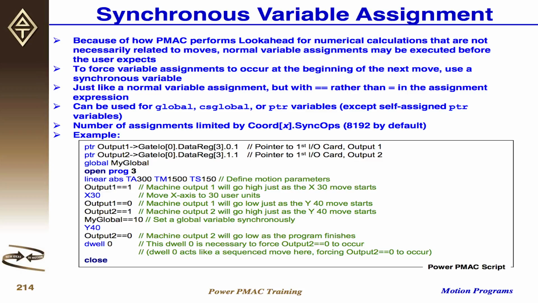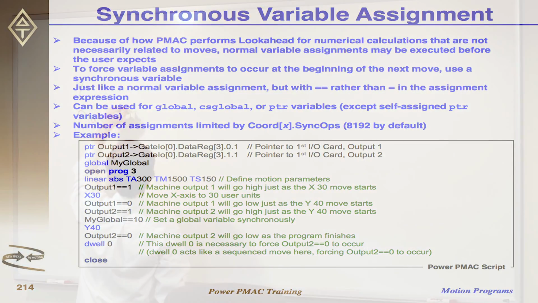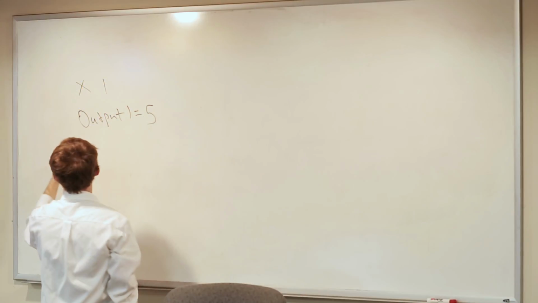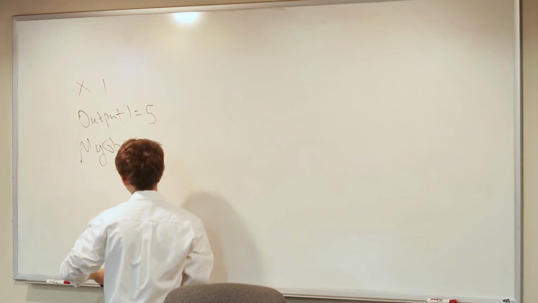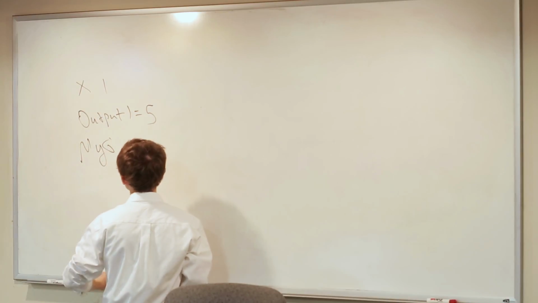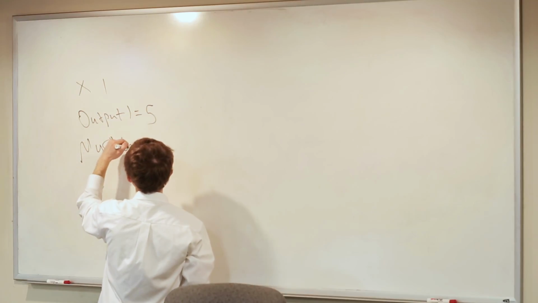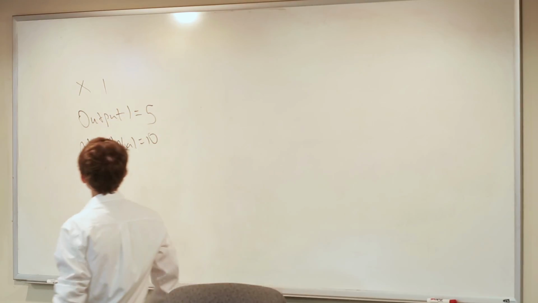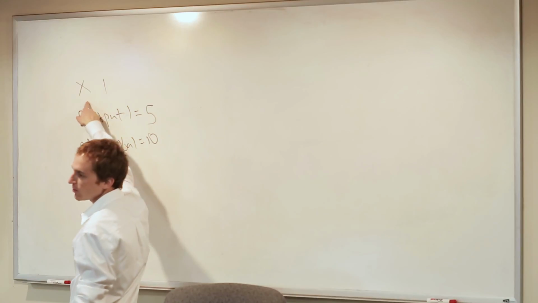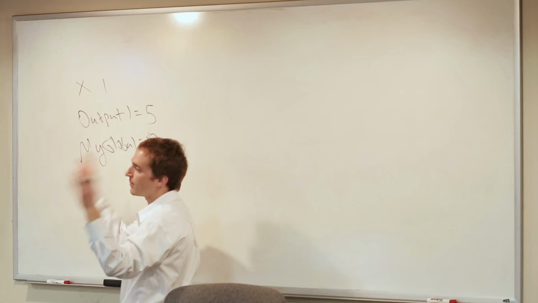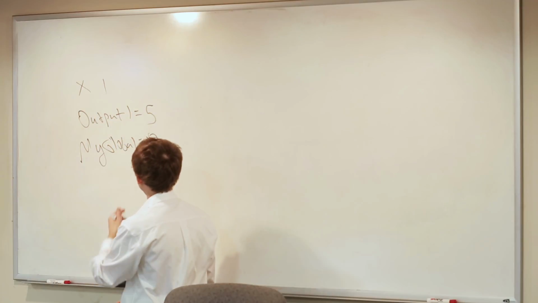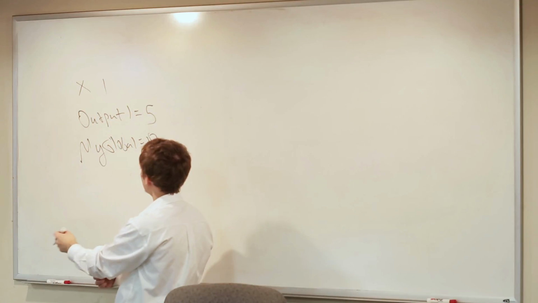To illustrate, if I have in my program x1 and then output 1 equals 5, my global equals 10. PMAC will go, okay, I'll start executing this, and then I'll just set these at my leisure. That could be good or it could be bad depending on what you want.